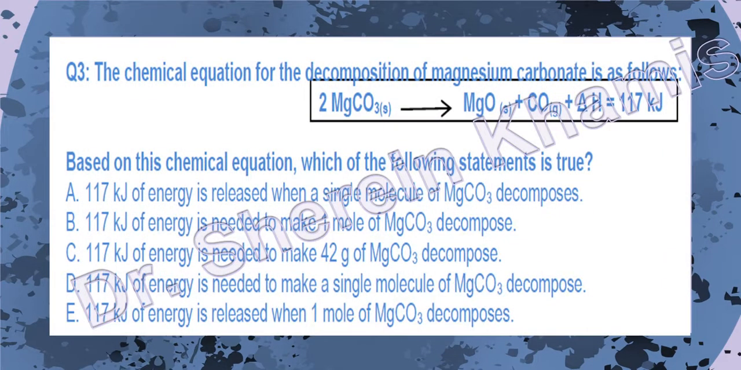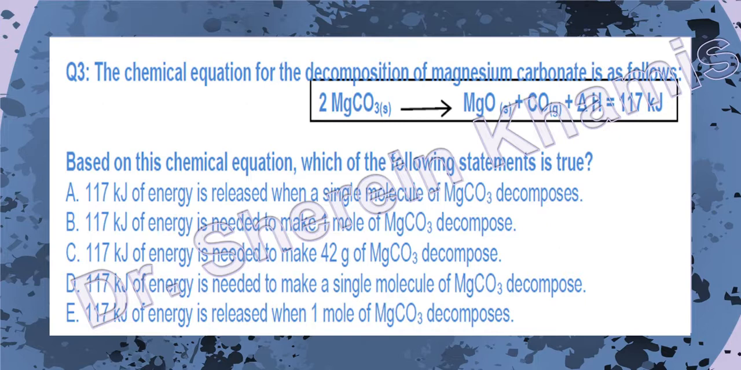Question 3 says that the chemical equation for the decomposition of magnesium carbonate is as follows. We have 2 moles of magnesium carbonate, MgCO3, in solid state. It will give magnesium oxide as a solid, carbon monoxide as a gas, plus delta H of 117 kilojoules. Based on this equation, which of the following statements is true? We have different answers, and we want to choose the best one.